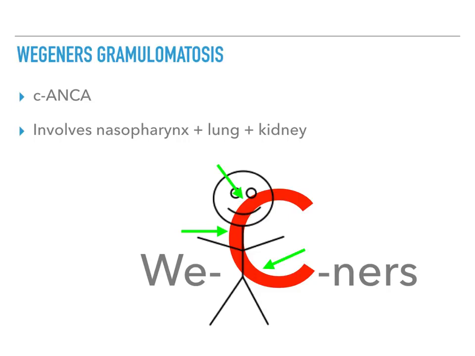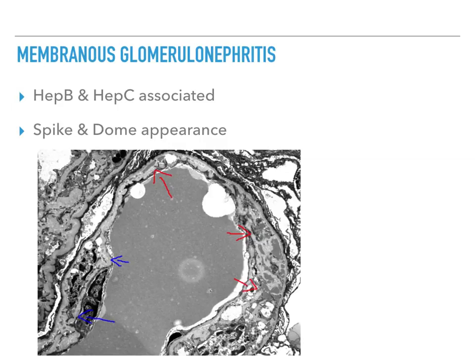When you think of that Wegener's, you think of the C, and then you got the organs, you got the ANCA, you got everything that's high yield right there in one beautiful mnemonic. Shout out to Pathoma for that excellent mnemonic.